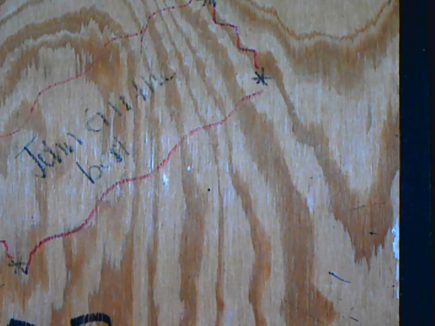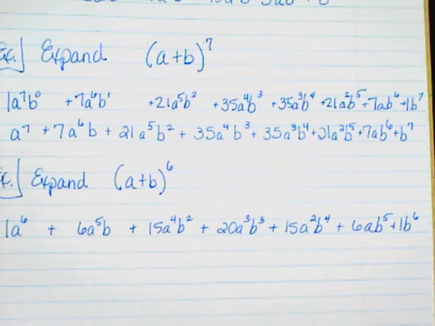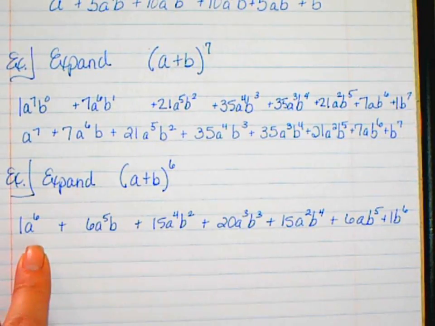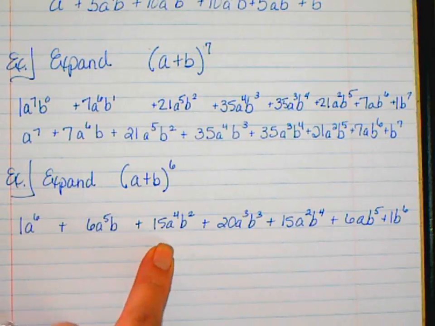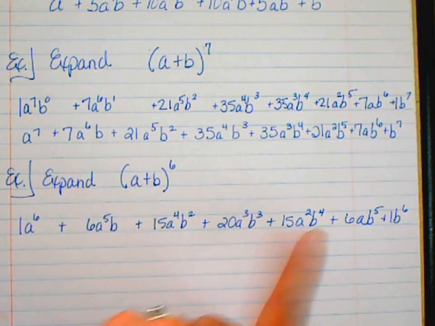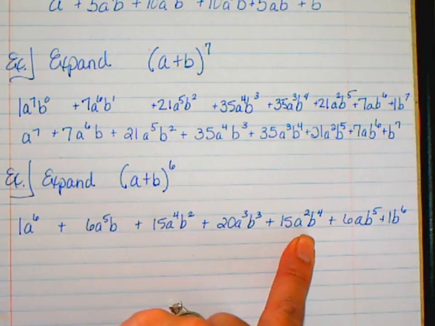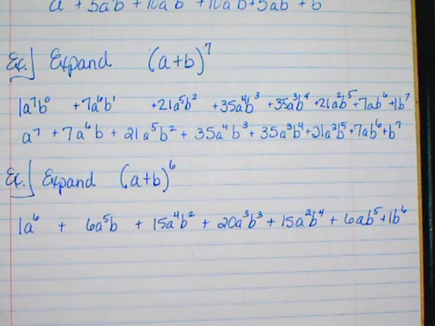Anybody finish? I'm just trying to beat the bell quick. So I got a to the 6th plus 6a to the 5th b plus 15a to the 4th b squared plus 20a cubed b cubed plus 15a squared b to the 4th plus 6ab to the 5th plus b to the 6th.